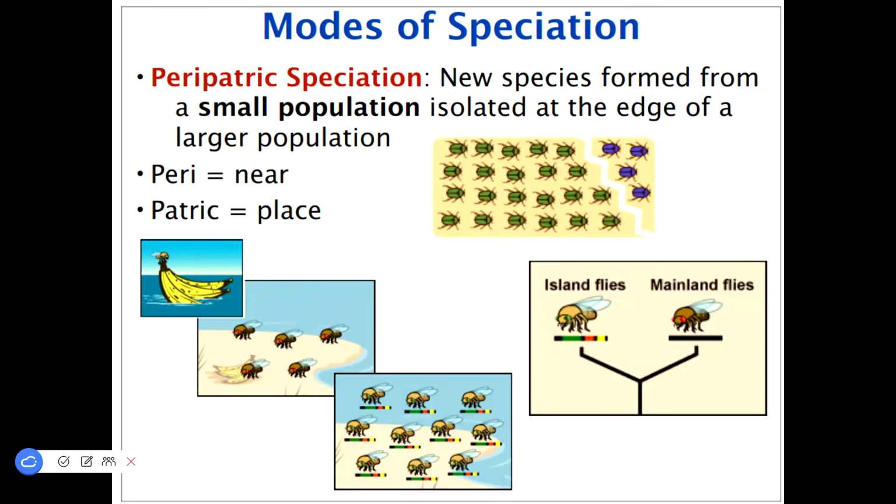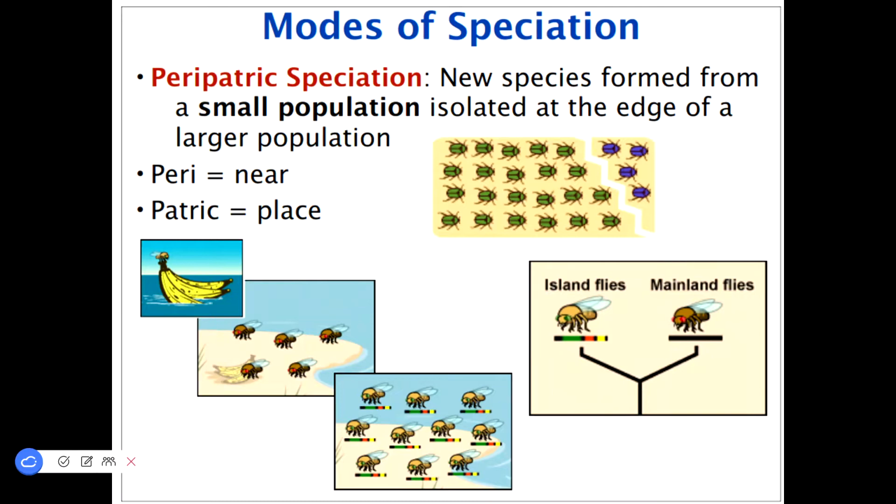Then we have peripatric speciation, and this is a new species formed from a small population isolated at the edge of a larger population. So peripatric, peri means near, patric means place. So the way to think about it is a little fruit fly is pregnant and it's stuck on a banana, and the banana goes to a new island.